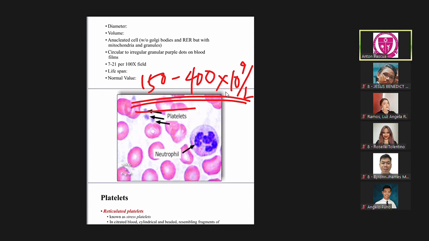But with this normal value here, expect that as we grow old, this value will then decrease. Yan, especially pag umabot na tayo ng senior citizen age natin. 65 pataas, ayan. Normally, bababa na yan. 120 to 350 normally for men, and roughly 140 to 300 plus something for women. Pababa siya ng pababa. Okay? Because the rest will then be sequestered in the spleen of that grown individual. Okay?